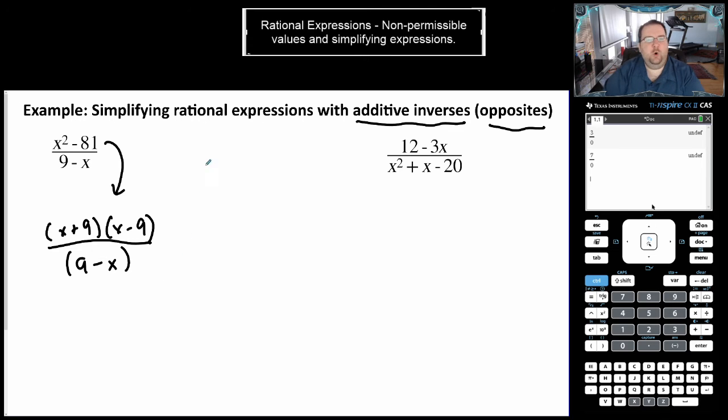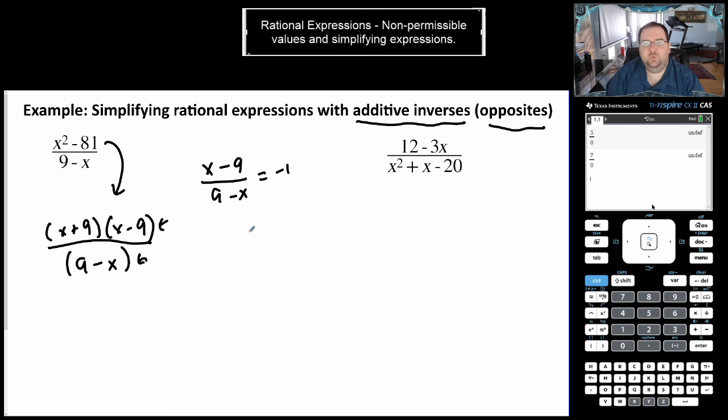Now, what I'm hoping that you're able to see is x minus 9 and 9 minus x. So I'm taking this one and this one. Do they look similar? They do, right? They're basically opposites. Instead of x minus 9, it's 9 minus x, right? These are basically opposites. And whenever you see opposites, they're going to be equal to -1.